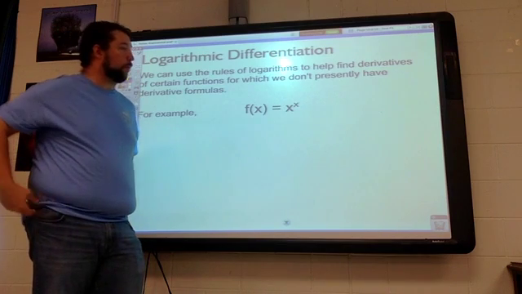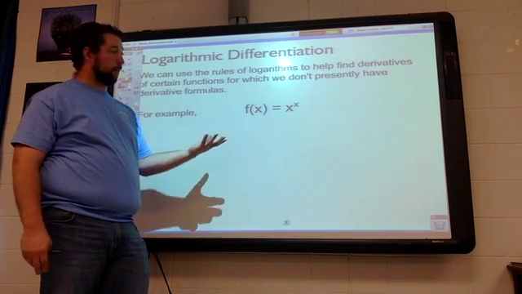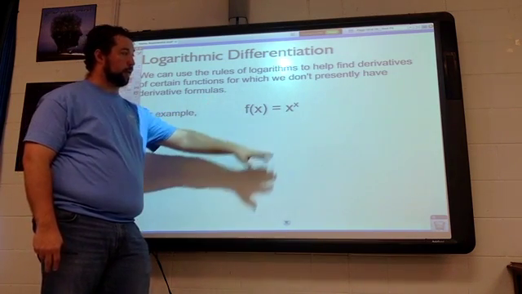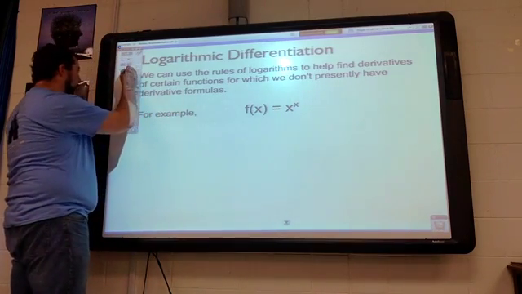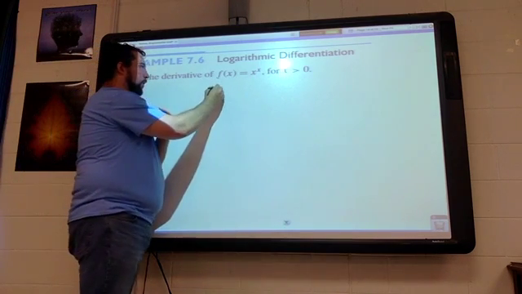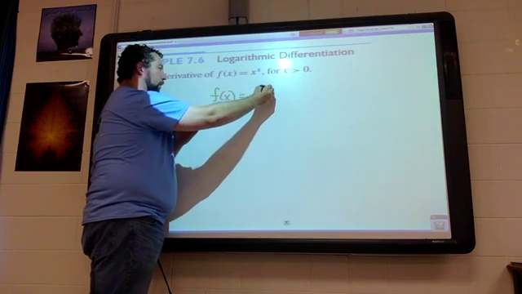So it's kind of a hybrid of the two, if you will. We don't have a rule for that. We can't use the power rule because the power is x. We can't use the exponential rule because the base is not a number. So we've got to do something different. We've got to use rules of logs. Let's do this here. f of x is equal to x to the x power.